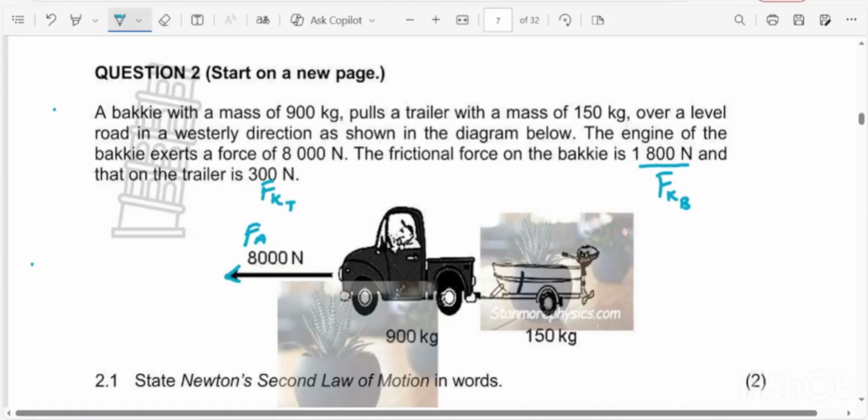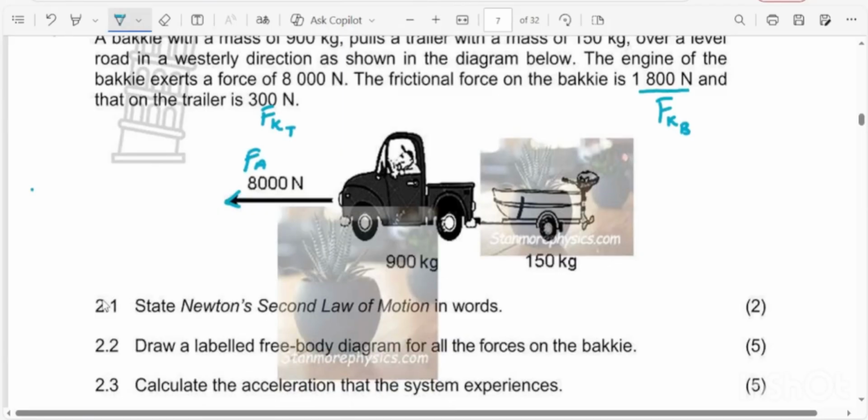First question, state Newton's second law of motion in words. Please consult your exam guideline to state Newton's law. So now 2.2, draw a labelled free body diagram for all forces that are acting on the bakkie. So it's very important you know how to draw a labelled free body diagram. So this is the bakkie. We know that this bakkie is going to experience what? The Fg, the weight. So we're going to have the weight going down, we're going to have the normal force going up. So this is my Fn.